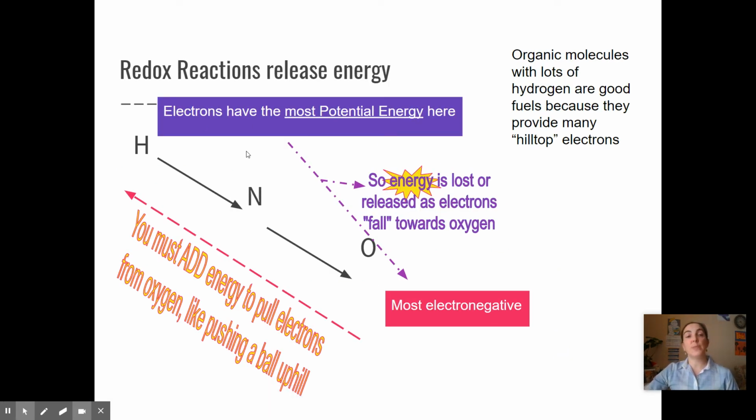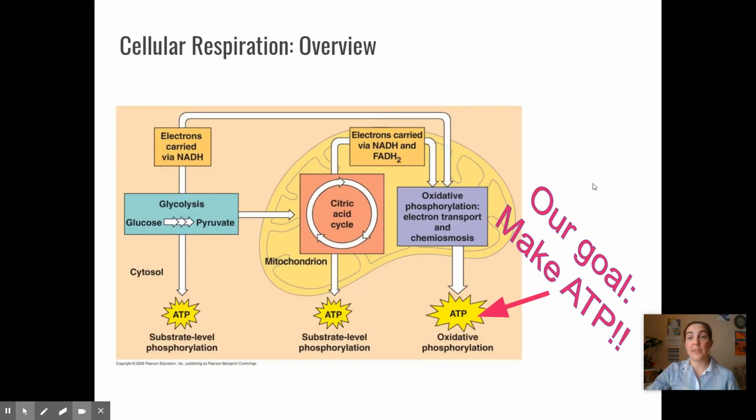But remember, the reason we're interested in those hydrogens is that they have a lot of potential energy. Electrons attached to hydrogen have potential energy because they can easily be pulled off that hydrogen and fall down this electronegativity hill that we talked about on Friday and release energy as they do so. So this idea is going to be important as we think about electrons moving. Remember, as electrons move off of hydrogen to different elements, they are releasing energy that can be used for other processes.